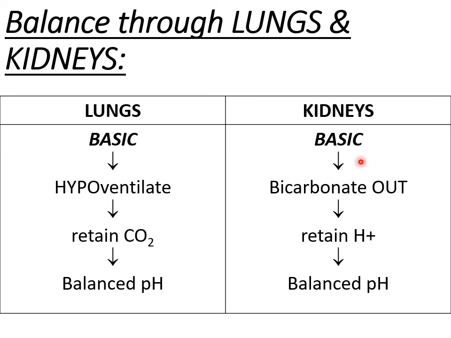Si kidneys naman, ano ang gagawin niya kapag alkalotic ka? So, sa ihi mo, palalabasin niya yung bicarbonate. Okay? So, therefore, yung ammonium ion, ma-retain. So, yung mga NH4 mo, okay? So, yung hydrogen sa NH4, ma-retain sa bloodstream. Therefore, yung basic blood pH mo dati, magiging balanced na or normal blood pH na.